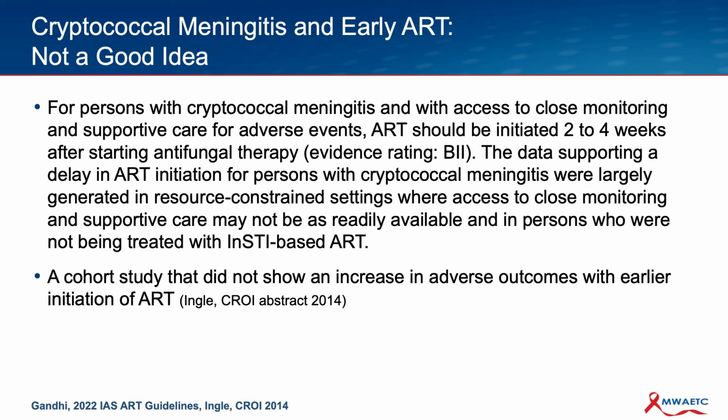They give it only a B2 rating, and B means pretty good evidence, but the 2 is not from RCTs. It means that it's only meta-analyses that is the evidence backing that recommendation. They go on to say data supporting a delay in ART initiation for persons with cryptococcal meningitis were largely generated in resource-constrained settings where access to close monitoring and supportive care may not have been as readily available, and in persons who were not being treated with INSTI-based ART.